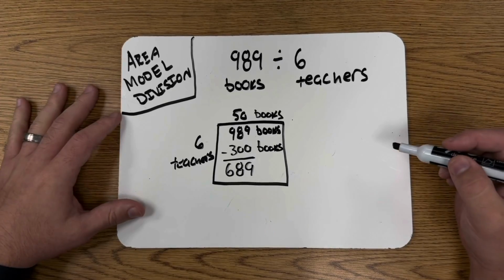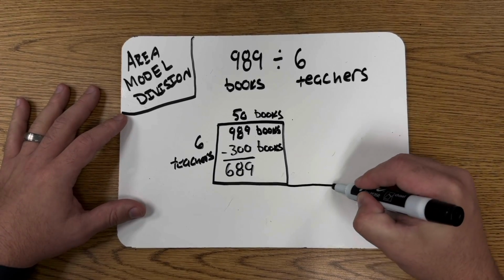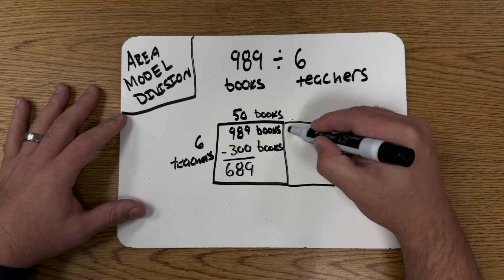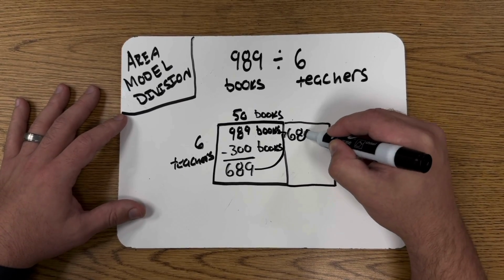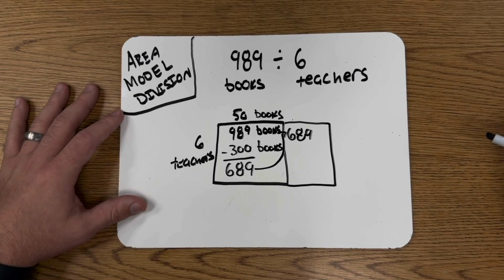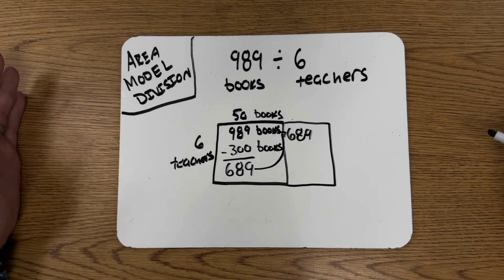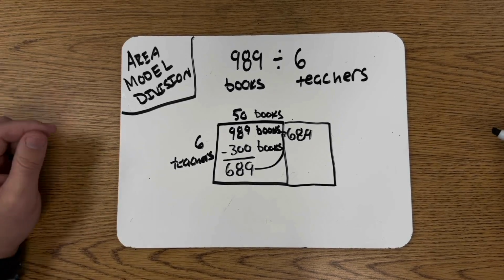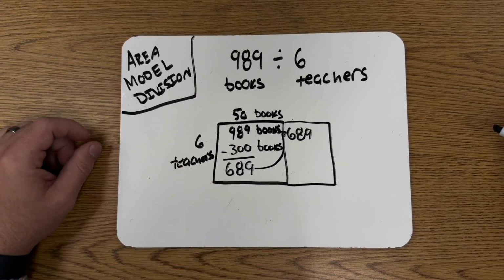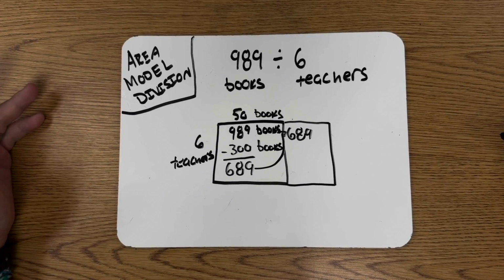This box, through the process, got a little damaged or something, so we're going to go ahead and make ourselves a new box, and we're going to bring that 689 over, and that's how many books we have left, okay? So I'm going to ask myself, well, I did 50 the first time. Could I do 50 books again? And I look at it, and 50 is 300, and I say, yeah, I could easily do that again.